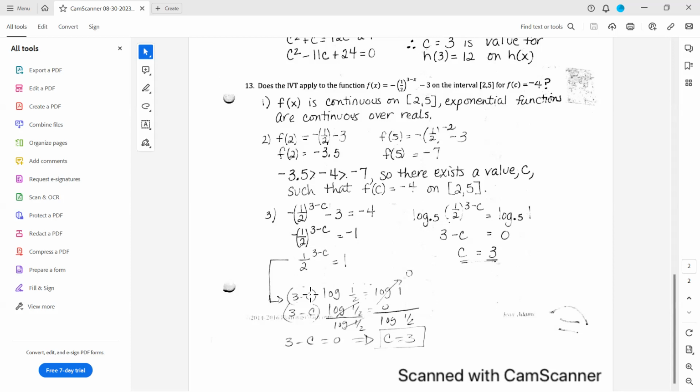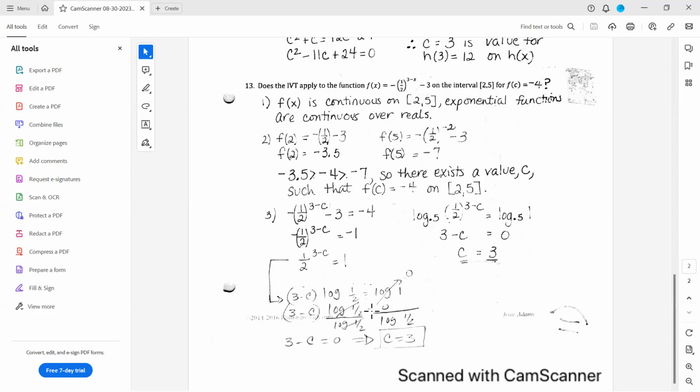3 minus c times the log of 1/2, which is the base, is equal to the log of 1. Now, then you take 3 minus c times the log of 1/2 is equal to 0.